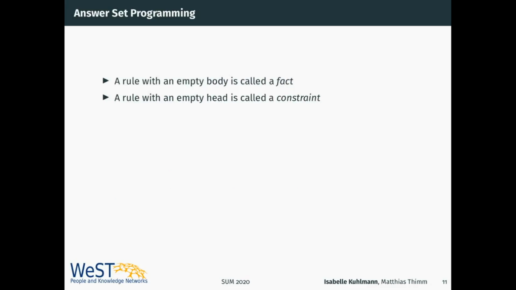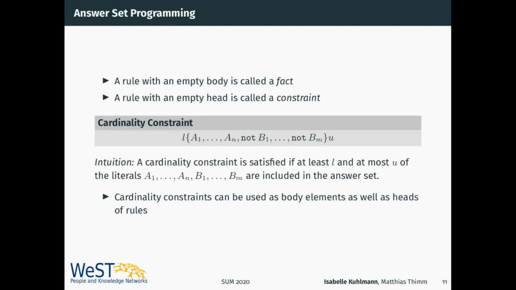Furthermore, a rule with an empty body is called a fact, and a rule with an empty head is called a constraint. Also, there's the notion of cardinality constraint. The intuition behind this is that we have a lower bound L and an upper bound U, and the cardinality constraint is satisfied if at least L and at most U of the literals inside the set are included in the answer set. These types of cardinality constraints can be used as both heads and body elements of rules.